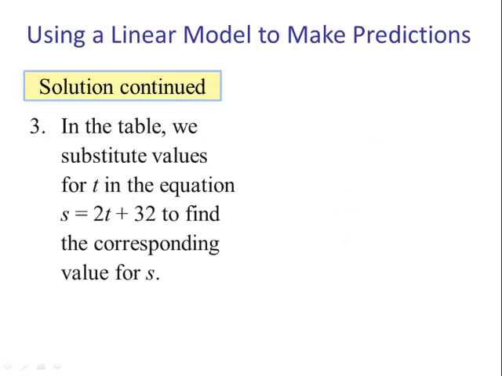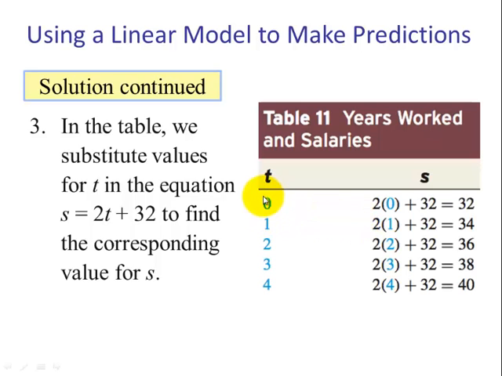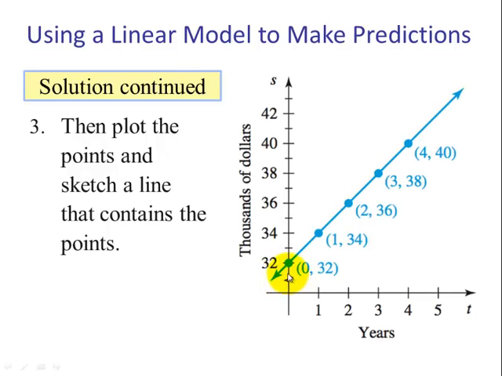Number 3, if we substitute our values in for S equals 2T plus 32 and plot those corresponding values of S and T, we have (0, 32), (1, 34), and so on. Now if you notice here, we have a little break in our scale. So we have the zigzag, but when the number of years is 0, salary, which is the vertical axis, is 32. And then as the horizontal increases by 1 year, the vertical increases by 2.